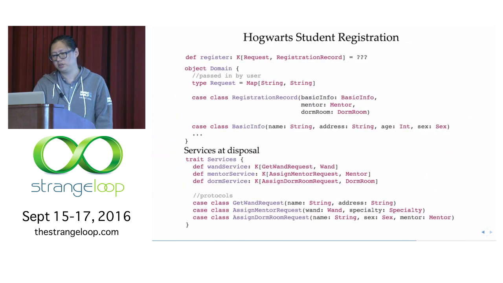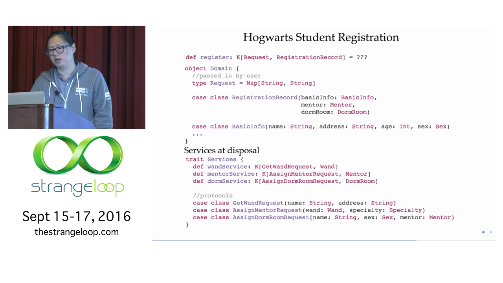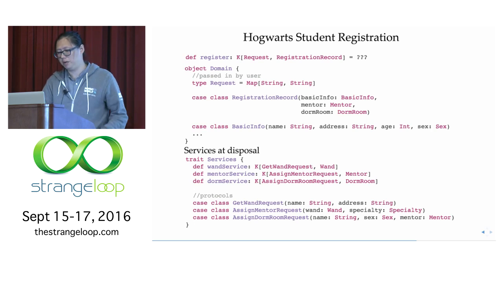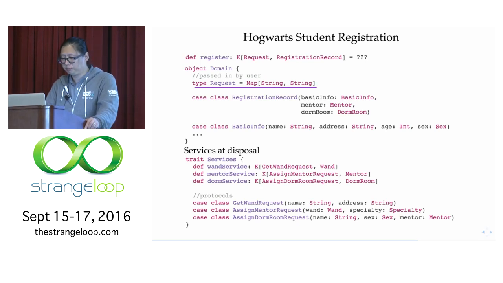Now let's look at a realistic example, Hogwarts student registration. So this is quite some code here, but it's just business logic, so it should be pretty easy to comprehend. I'm just trying to make it as realistic as possible, so bear with me.